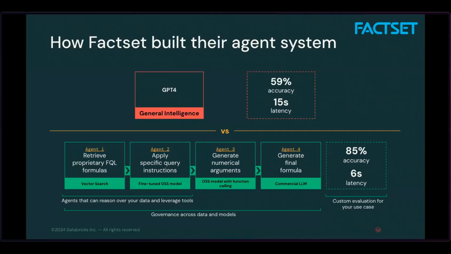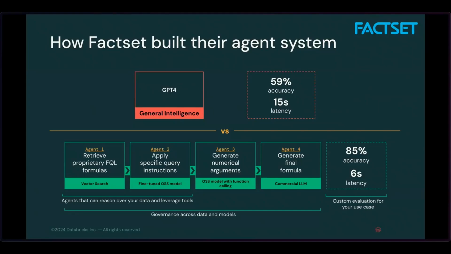Another agent then generated numerical arguments using function calling, which is part of AI functions on Databricks. And then finally, an agent generated the final formula to return to the user using a commercially available LLM with no additional fine-tuning. So collectively, this is a system that ties all these agents together and has the 3 aspects we talked about. So reasoning over their data. They used a combination of open source foundation models fine-tuned on their data, retrieval augmented generation using vector search. So they augmented one of their models with their enterprise data and used function calling as well.